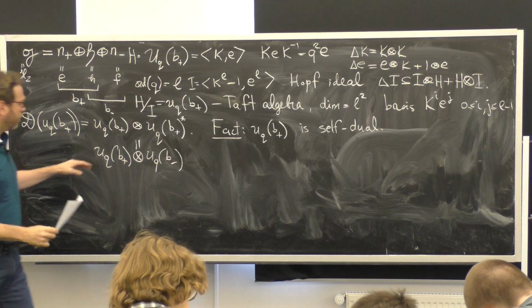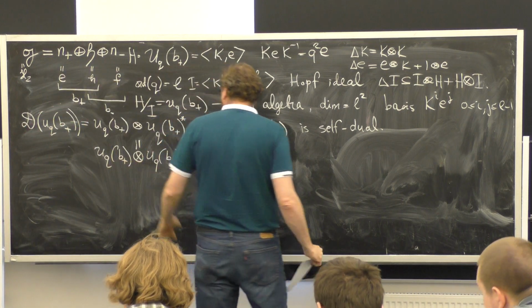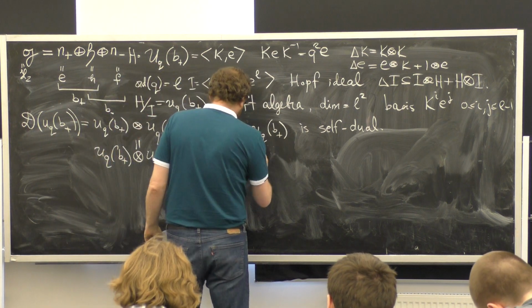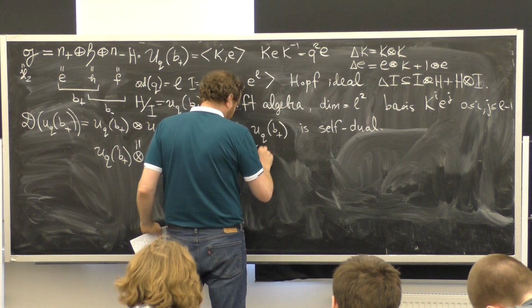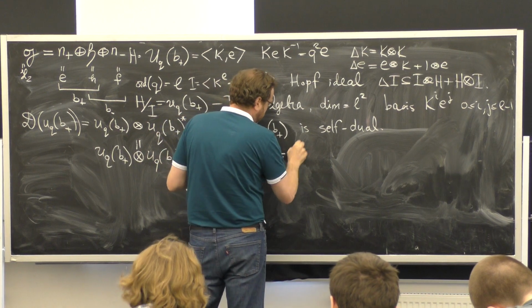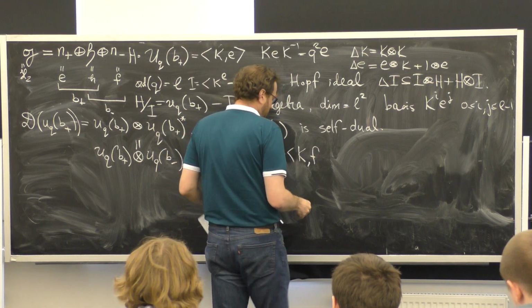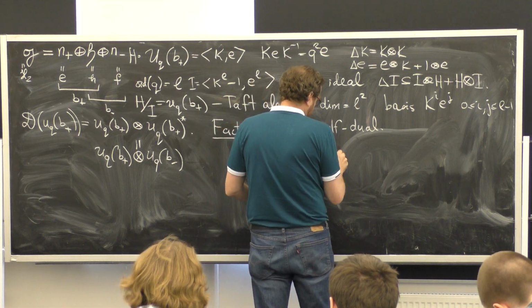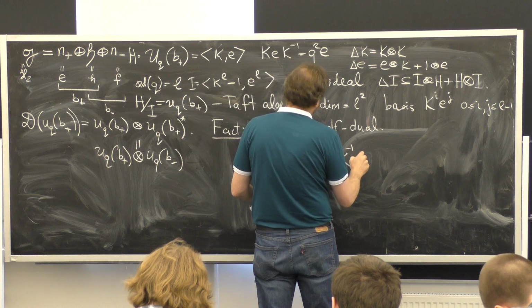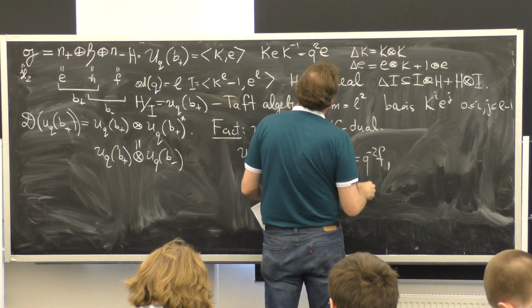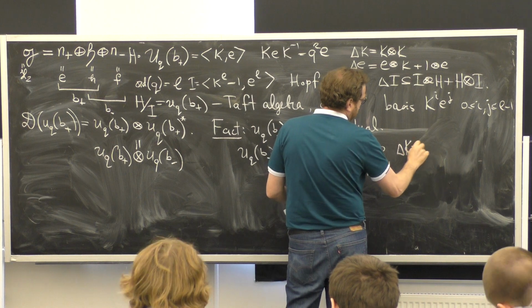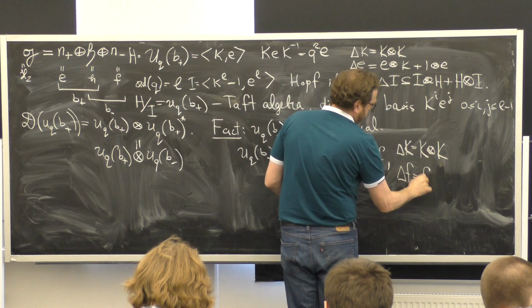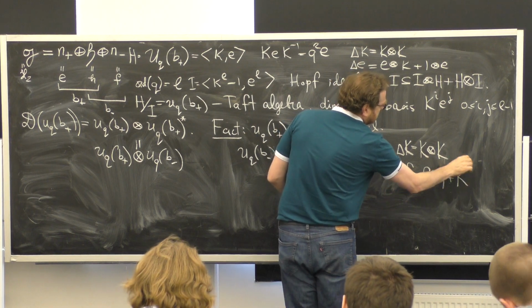Remember, this is only as a co-algebra and not as an algebra, so these things don't commute. And UQ of B minus is going to be generated, so it doesn't matter, it's just a matter of convenience, and it's generated by K and F such that we write the relations. So KFK inverse equals Q to the minus 2F, and delta K equals K tensor K. And delta F is equal to F tensor 1 plus K inverse tensor F.